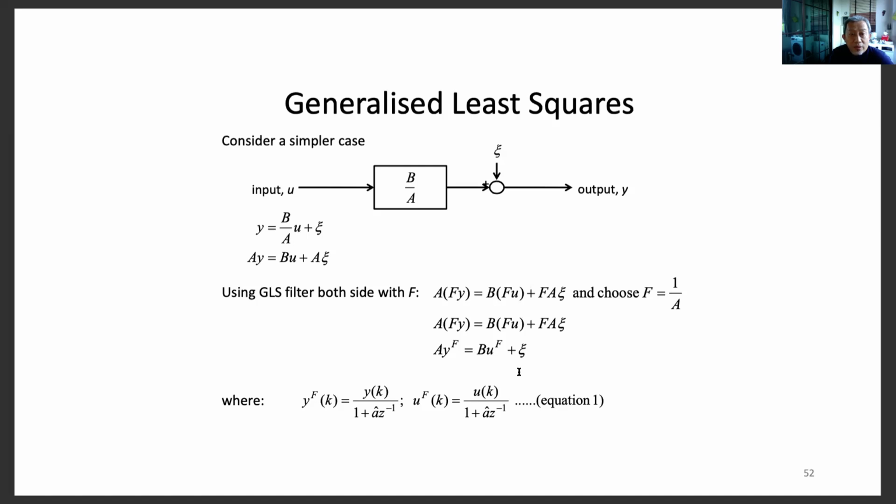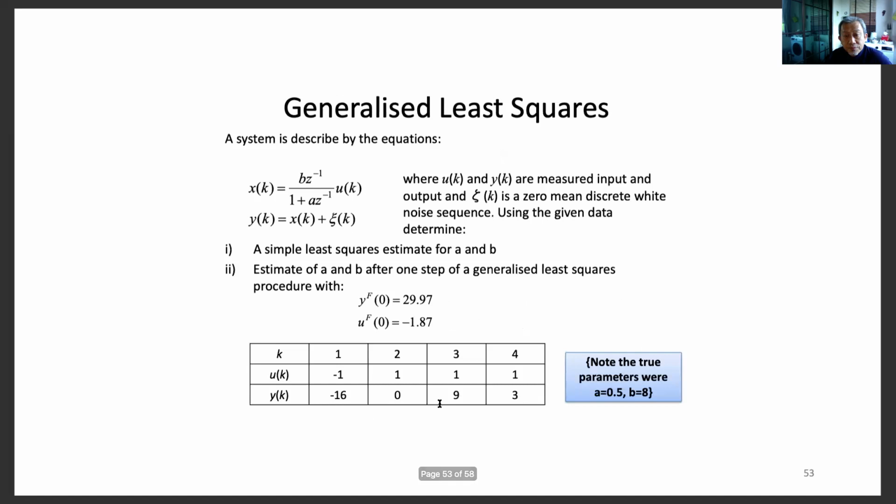So we consider a simple case here where B over A is the ARX model. Zeta is the noise, input is U, output is Y, B is a polynomial, A is a polynomial. Using generalized least square, we filter both sides with F, and then we obtain equation 1, which has Y K filtered and U K filtered. So this is an example to describe how we apply the filter.